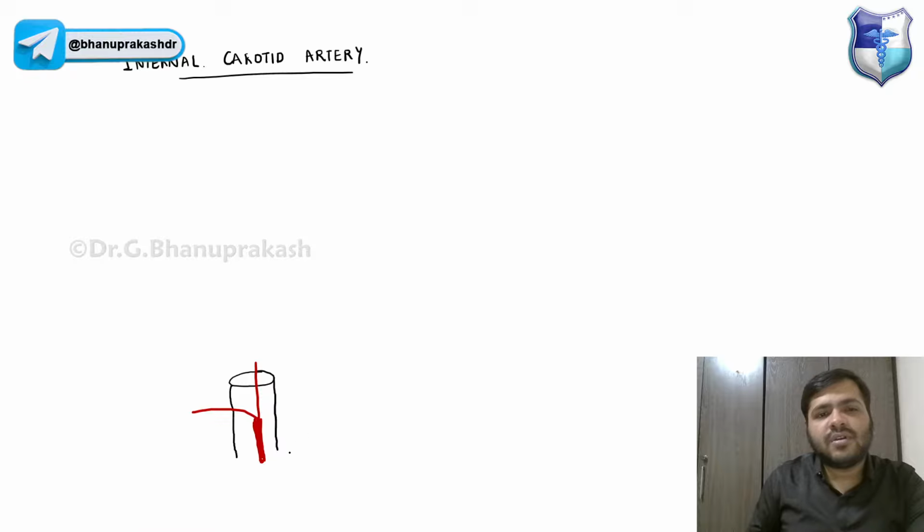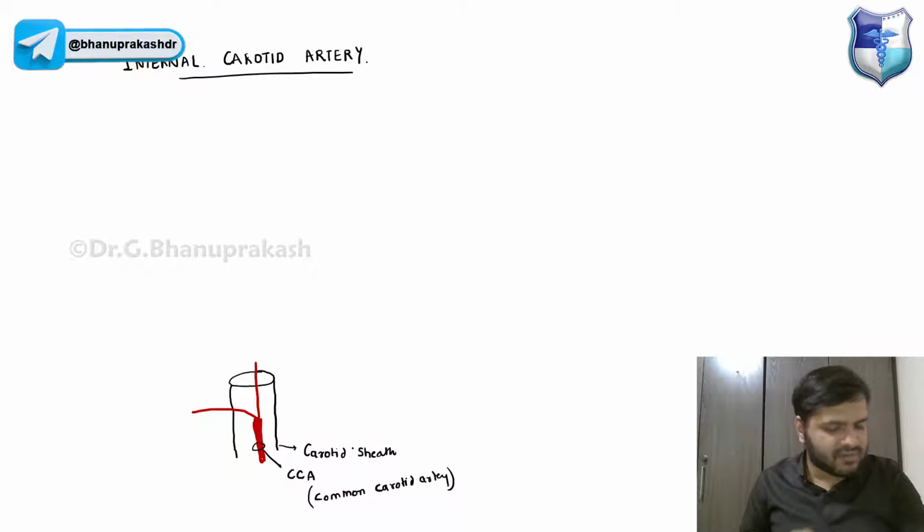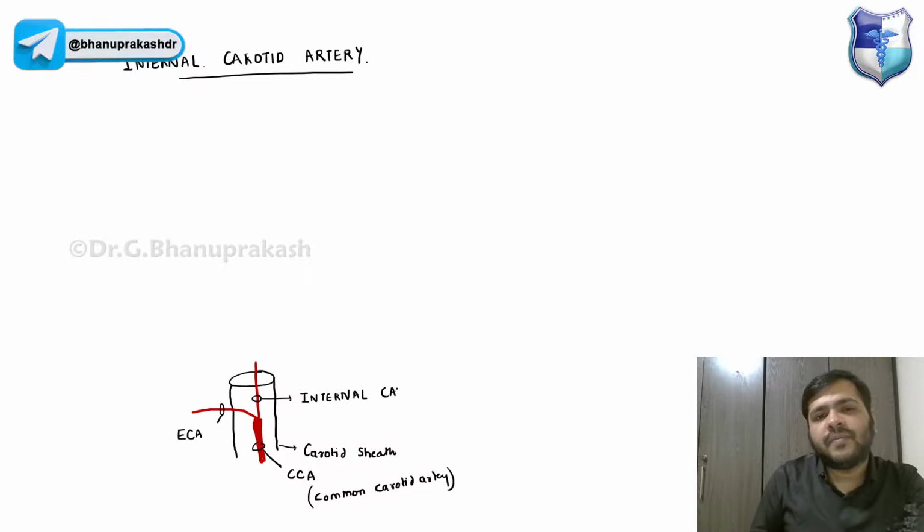So, this is the carotid sheath. This is the common carotid artery. Remember, guys, this common carotid artery can be on both the right and left sides, and it gives off two branches. We have the external carotid artery, and this is the internal carotid artery.